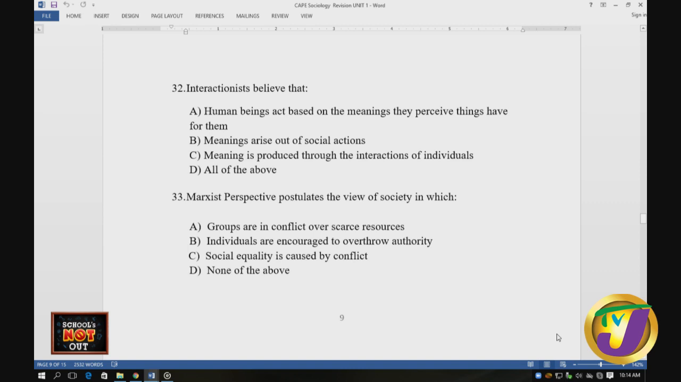And so we will finish the rest of them next week. We look at interactionists and we have other questions. And so it's important that you get a feel of the MCQs as you prepare for CAPE. That's all today for CAPE Sociology, multiple choice papers. We hope you grasp most of the points we discussed.